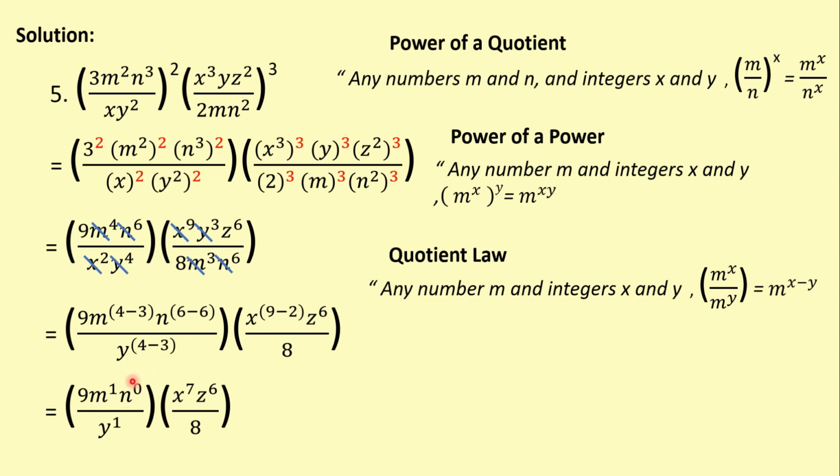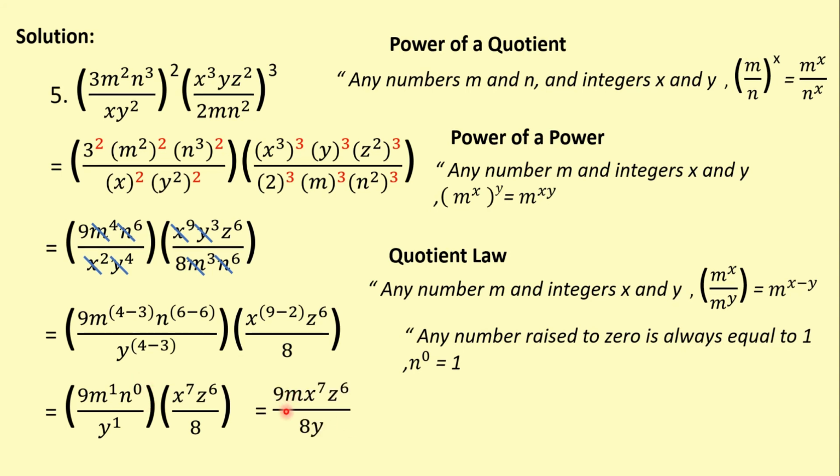Now, meron tayong n to the power of 0. Okay, remember, any number raised to 0 is always equal to 1. So, pag nakita mo ang exponent 0, automatic 1 na yung value niya. Okay? Then, m to the 1 is m. 9m na to. Then, n to the 0 is 1. x to the 7. z to the 6. Copy lang natin yan. Then, 8 times y is 8y. So, ito na yung final answer natin.